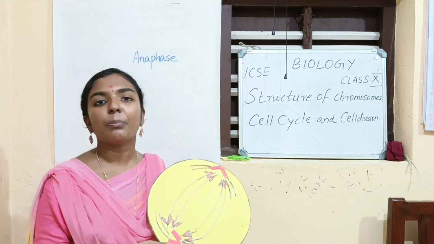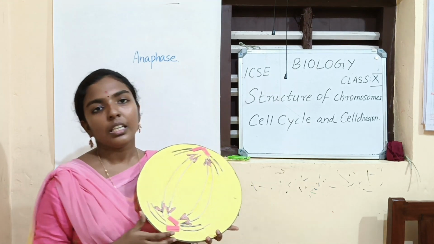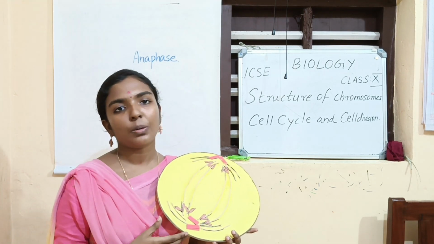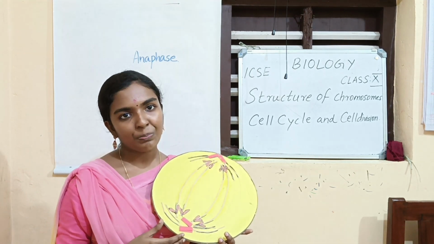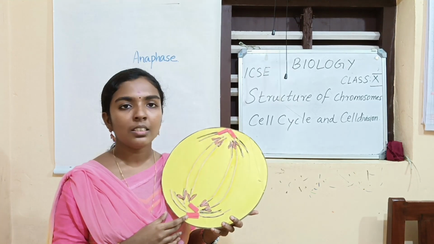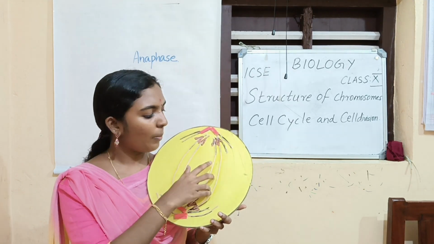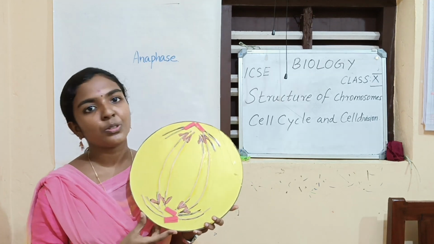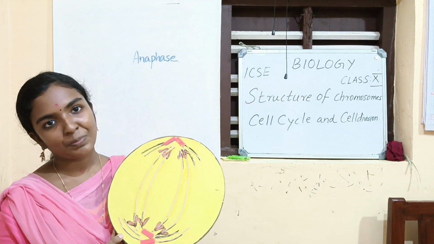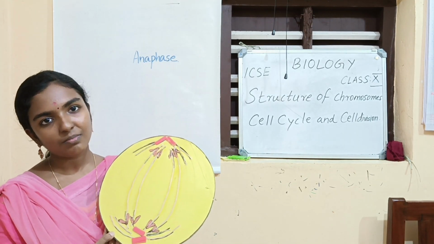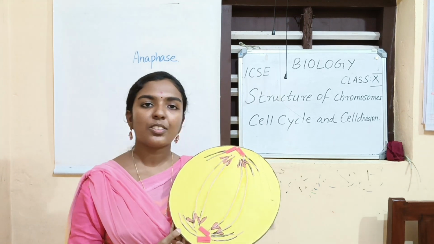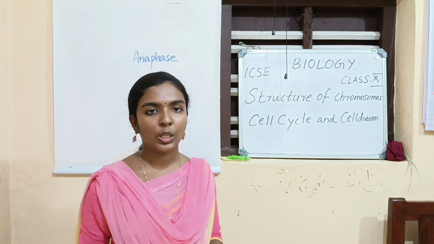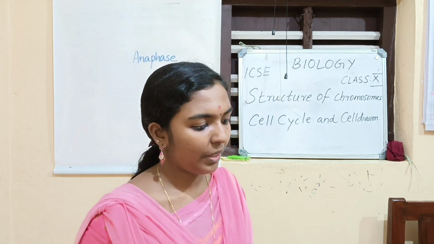A furrow starts appearing in this animal cell. In the animal cell, a furrow will start to appear during anaphase, and the centromere separating the two sister chromatids divides and they move to the poles. Do you understand? And the next phase is telophase.